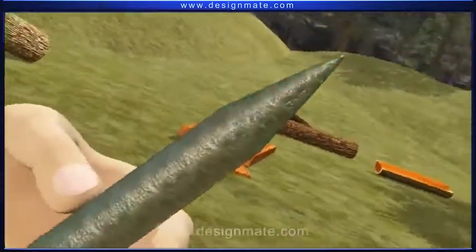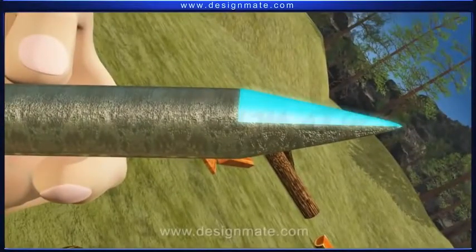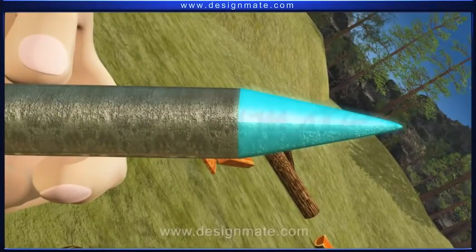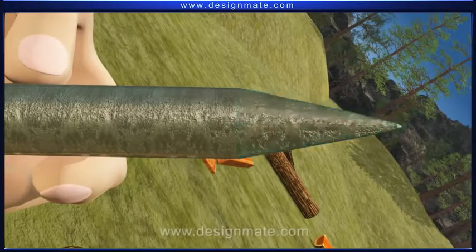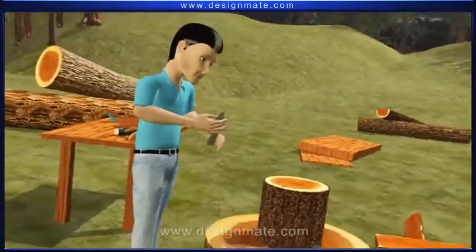A wedge is basically an inclined plane. Wedges may have one or two sloping sides. Now let us see how it works.